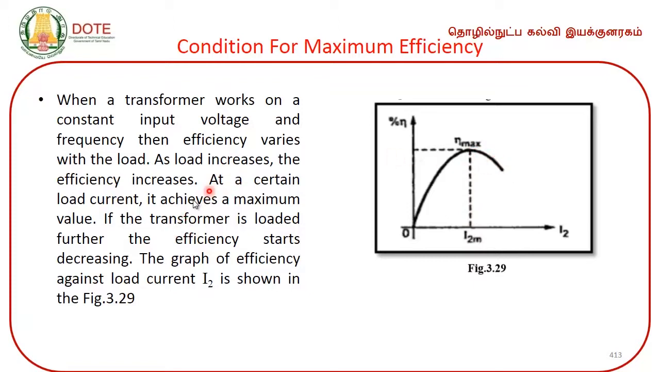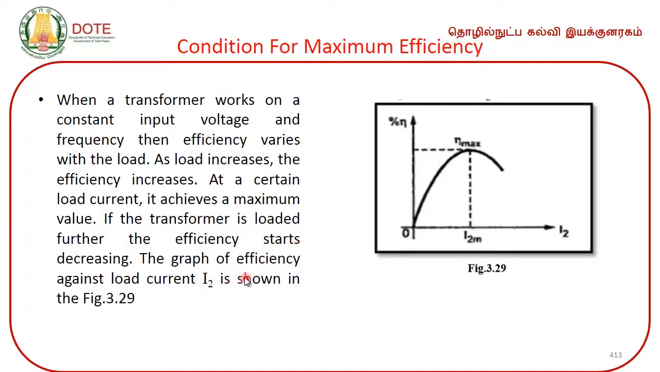As the load increases, the efficiency also increases. At a certain load current, it achieves a maximum value. If you continue to load the transformer after this particular point, you can expect a slight dip in the curve. It is slightly drooping after this. If the transformer is loaded further, the efficiency starts decreasing.